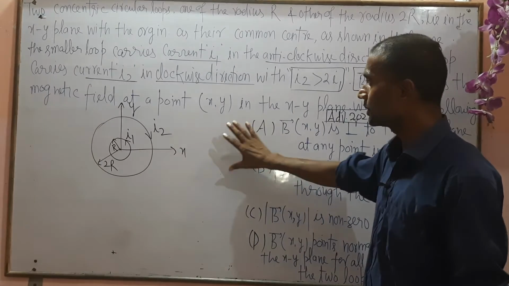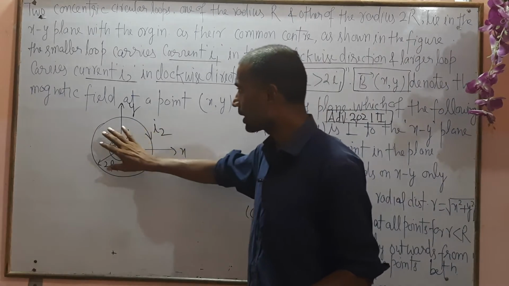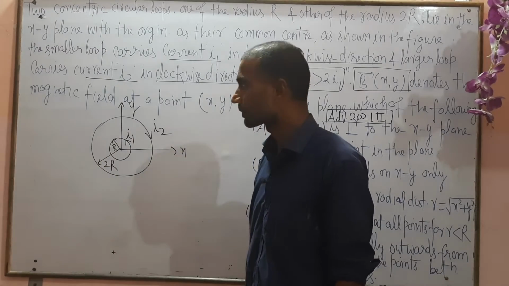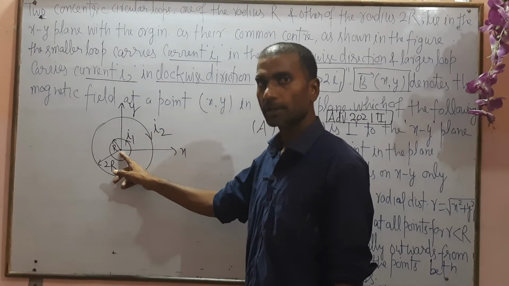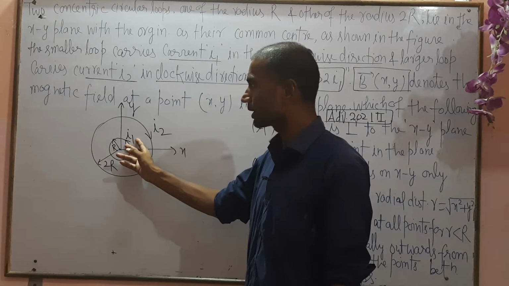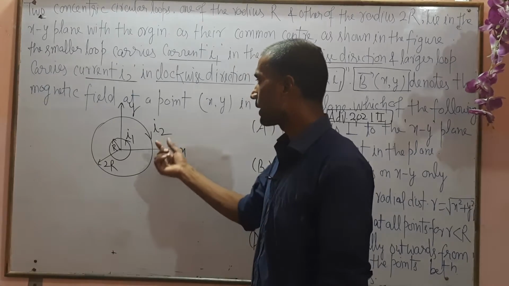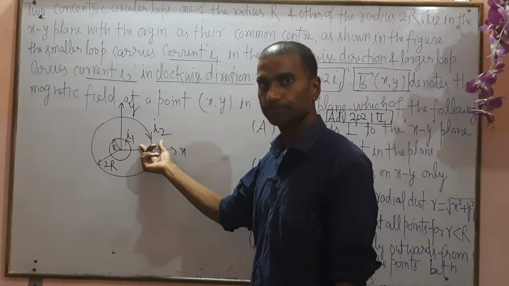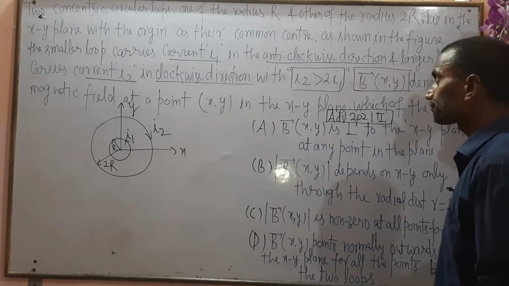So in this plane, two circles are arranged. The plane of the circles is the xy plane. This is the inner circle, this is the outer circle. The radius of the inner circle is r, and the radius of the outer circle is 2 times r. The current in the inner circle is I1 in the anti-clockwise direction, and the current I2 is in the clockwise direction in the outer, bigger circle. Let us move on.